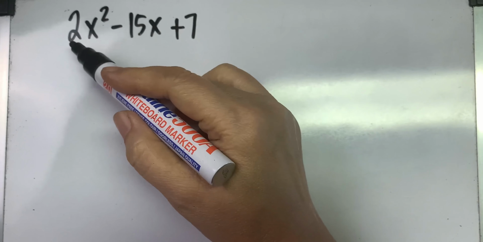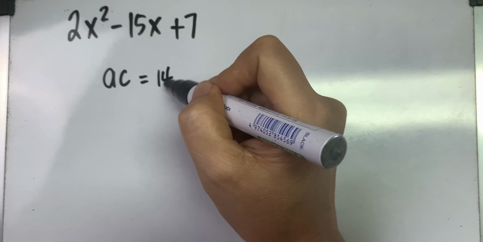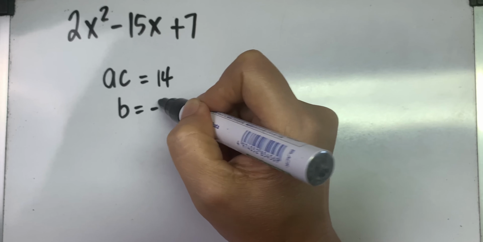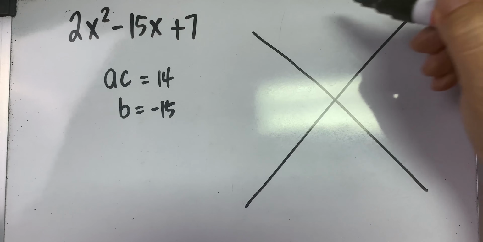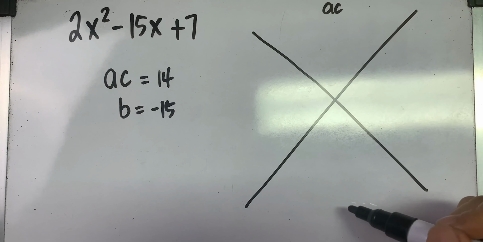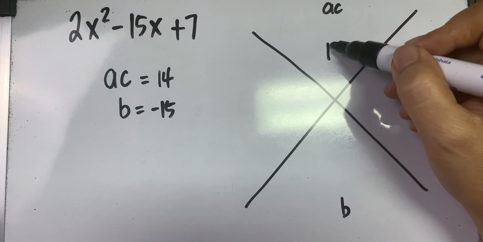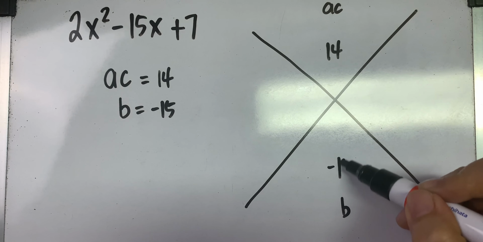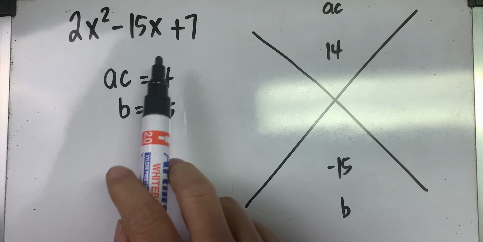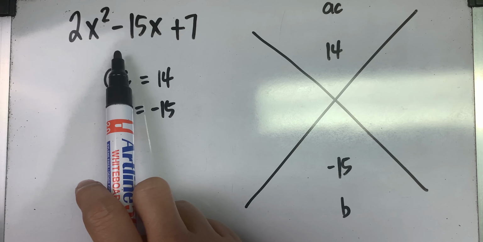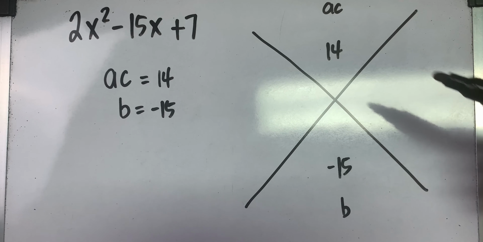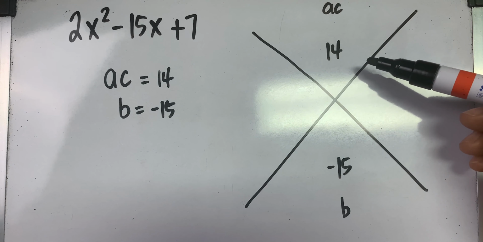A times C. So 2 times 7 is 14. At yung B natin is negative 15. Again, using our X method, we'll write here ang ating A and C and B sa baba. So this is 14 and negative 15. Okay, look again sa signs ng last term, positive, at yung middle term, negative. So ang hinahanap nating factors ay dalawang negative numbers.